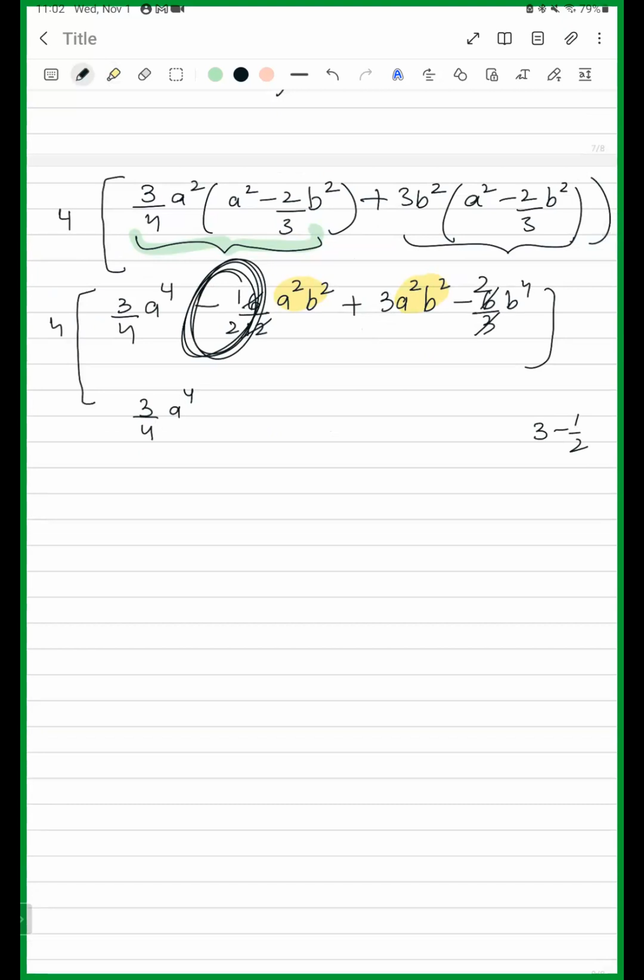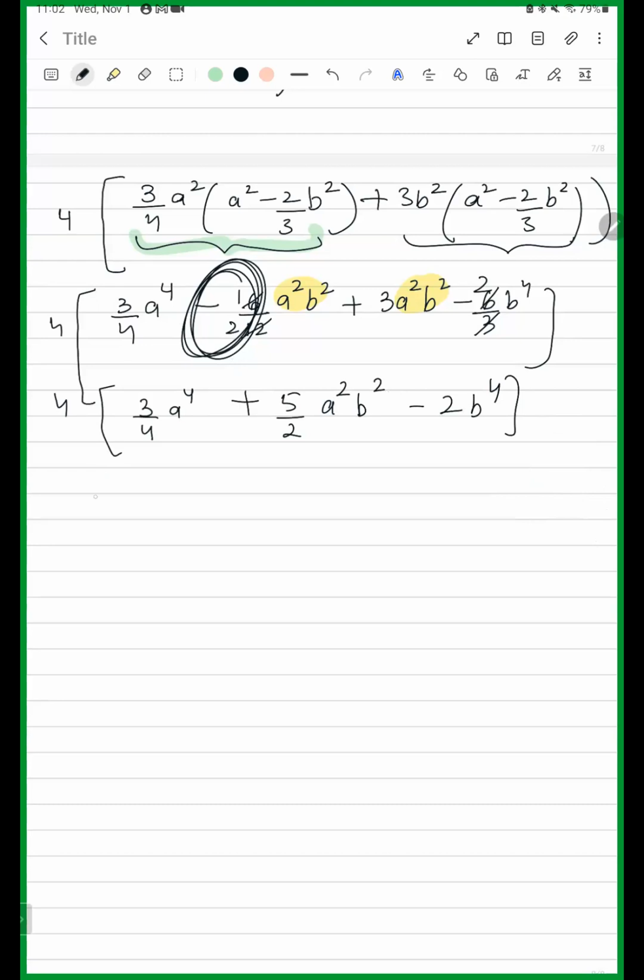What is 3 minus half? 2 and a half, right? And 2 and a half can be written as 5 by 2. See, 2 twos are 4, plus 1 is 5. So 5 by 2. So plus 5 by 2 a square b square minus 2b to the power 4, and this entire thing we have to multiply with 4.